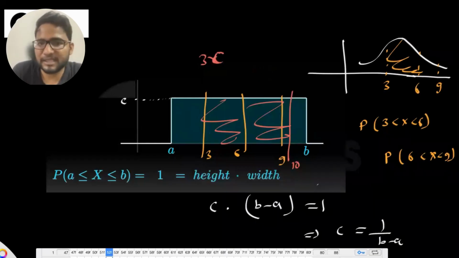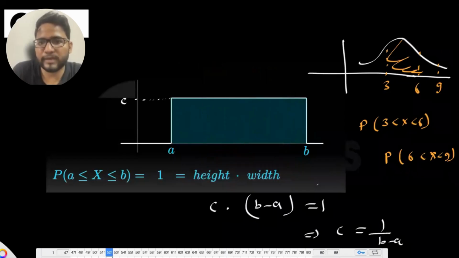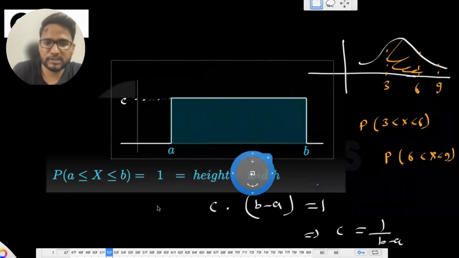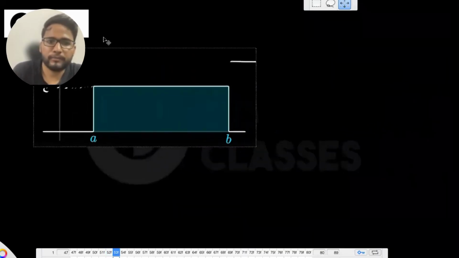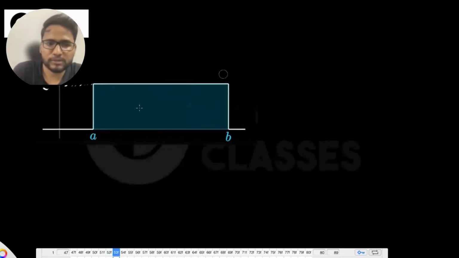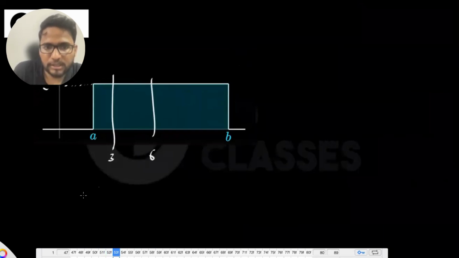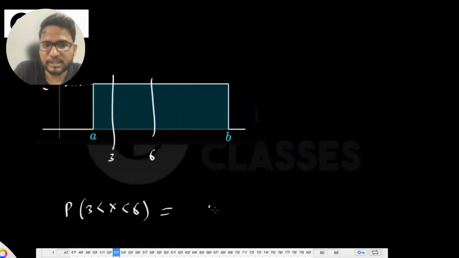If the length is 3, then it is 3C. It could be anywhere, okay? If the length is 3, then this length 3 could be anywhere. Let me go to the next page. Suppose this is the PDF you have, and if I ask you what is the probability of being in any interval, let's suppose 3 to 6, then you will say, this is 3C, because it is basically the area of this, which is 3 into C.